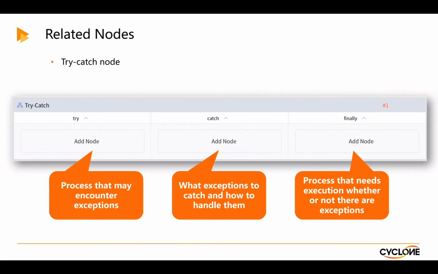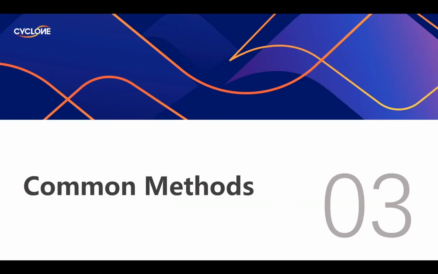In addition, we have a dedicated try-catch node to handle exceptions. It has three branches. The first branch, named try, is where we put in the process with predictable exceptions. The second branch, catch, is where we put in the handling solutions. And the third branch, finally, is the place for nodes that need to be executed regardless of exceptions. In the next part, let's learn about the common ways of handling exceptions.